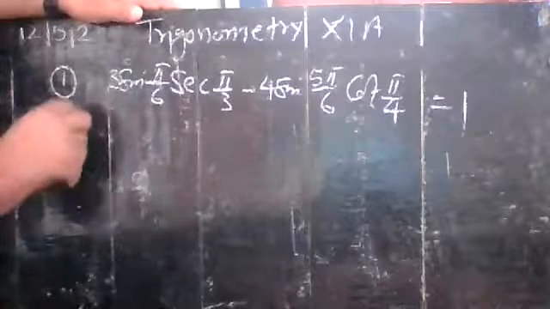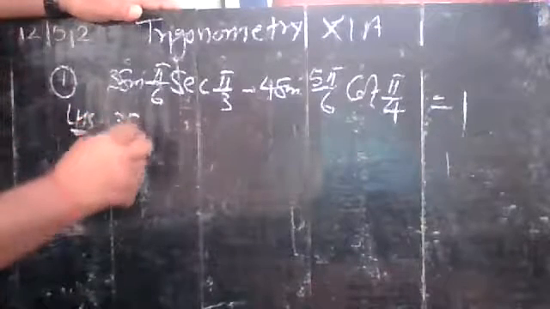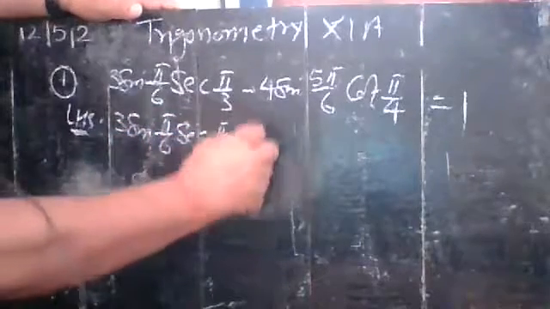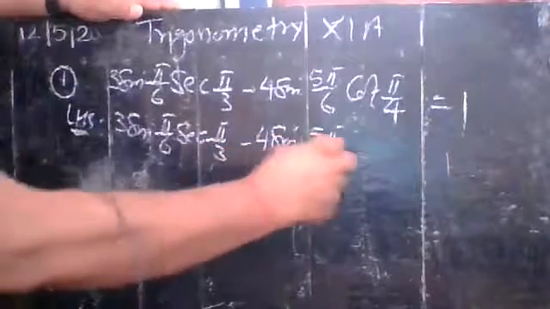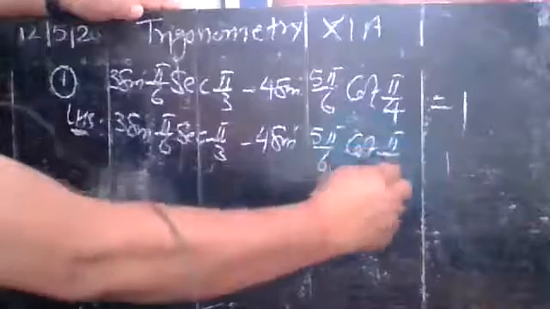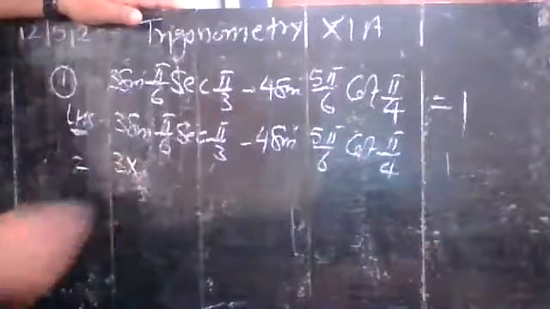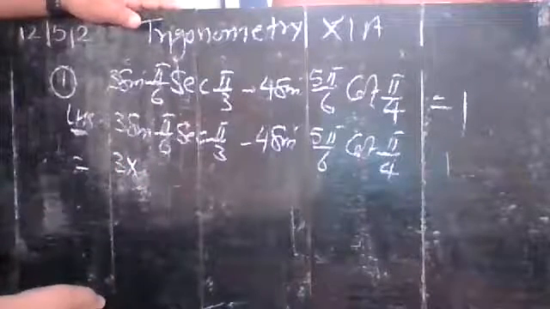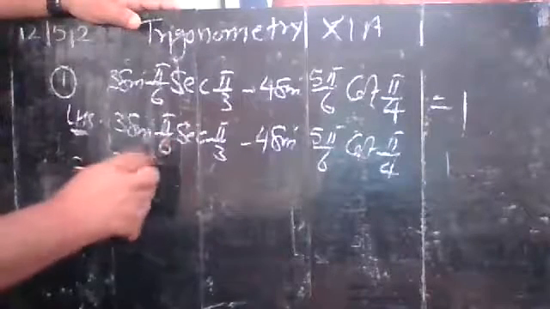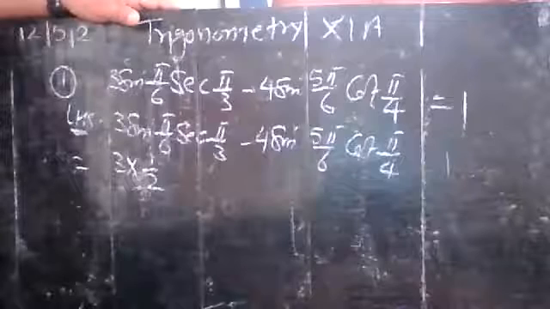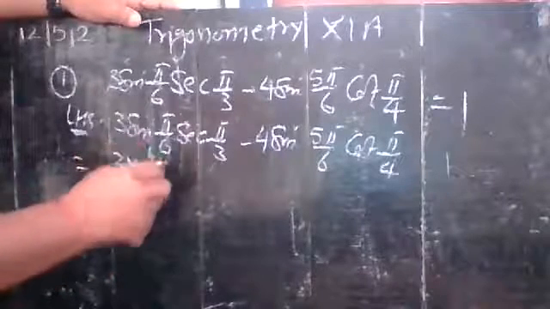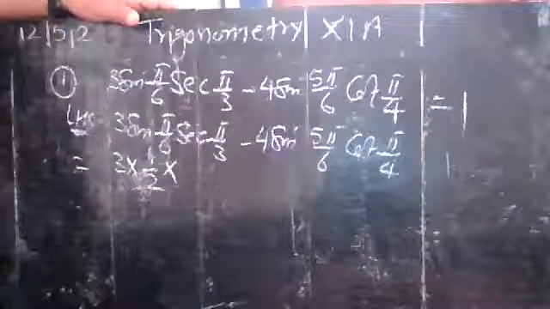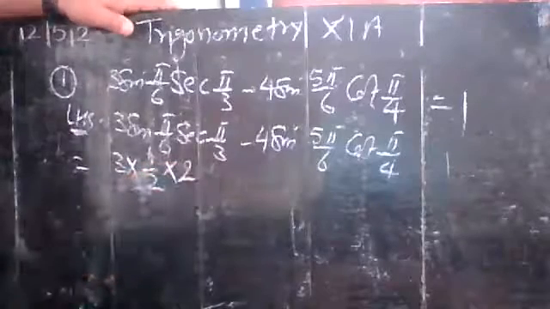Understand? If you take the left side, you can write 3 sine pi by 6 sec pi by 3 minus 4 sine 5 pi by 6 cot pi by 4. 3 into, you know the value of sine pi by 6. Pi by 6 means 30 degrees. So sine pi by 6, 30 degrees, is 1 by 2. And sec pi by 3: pi by 3 means 60 degrees. So sec pi by 3 is 2.